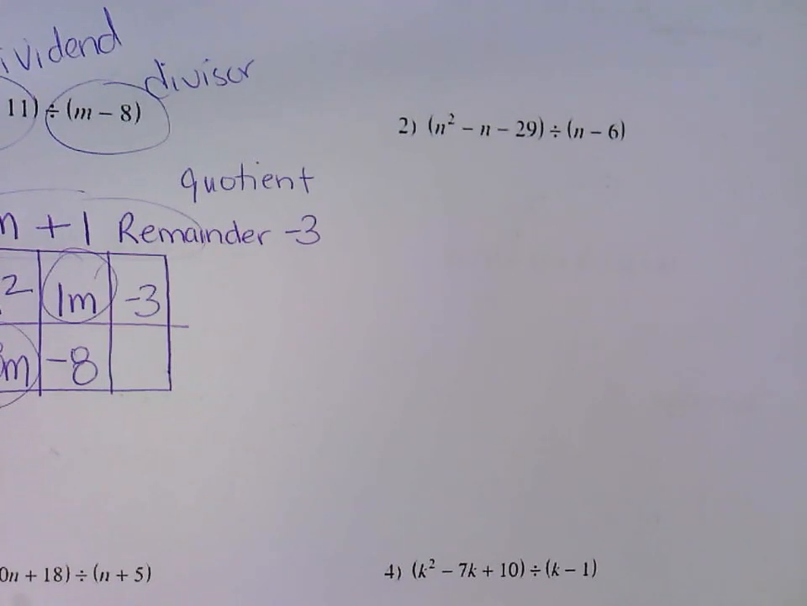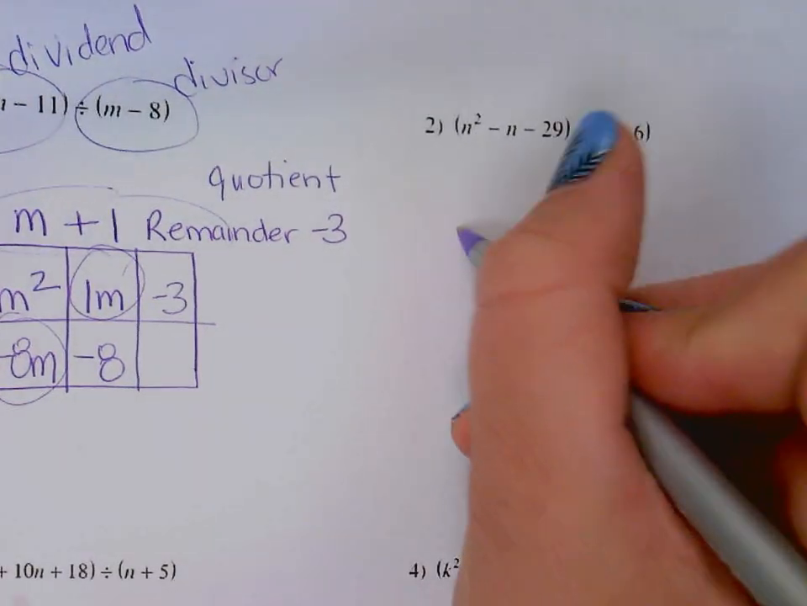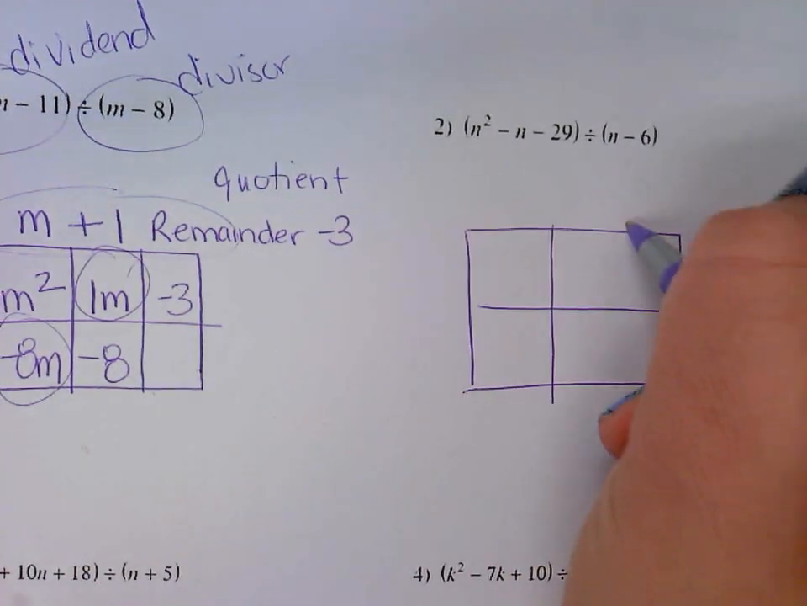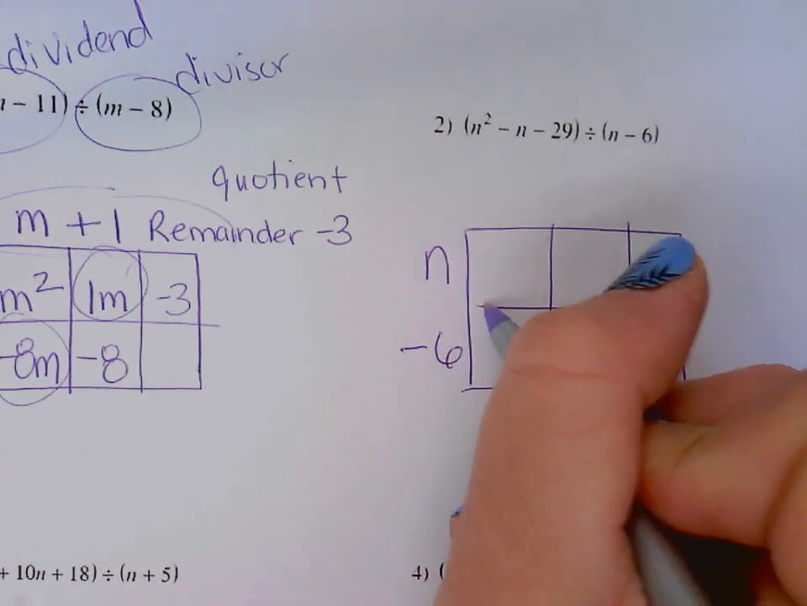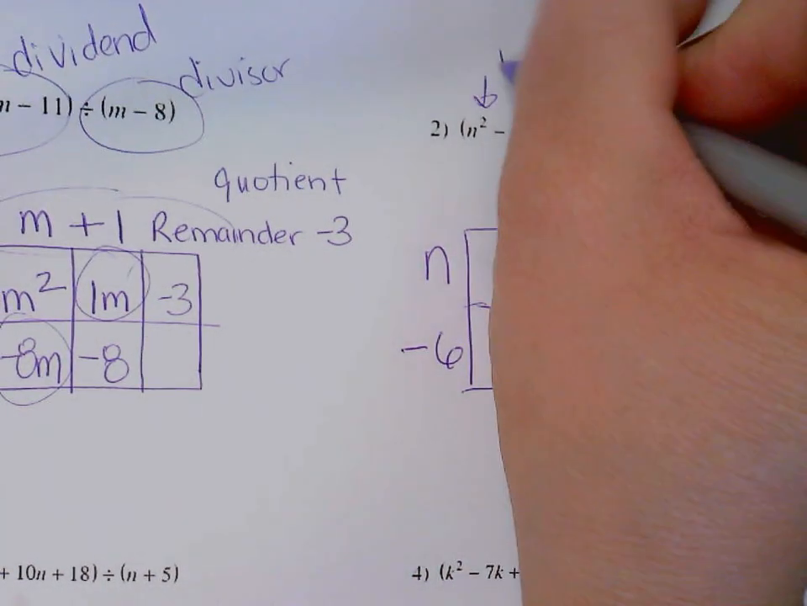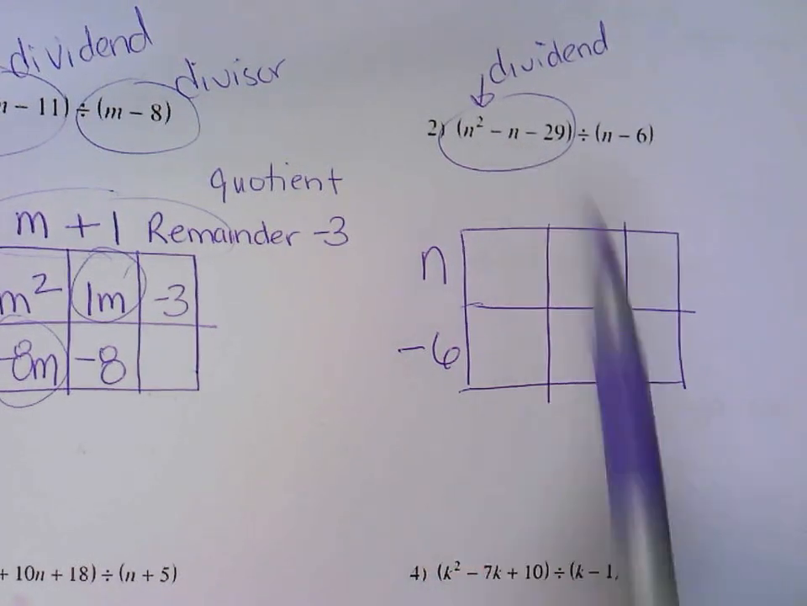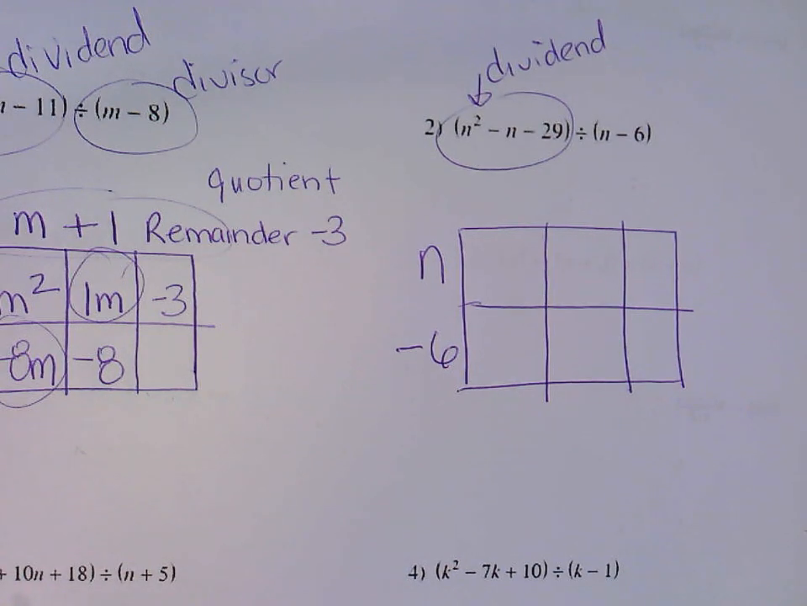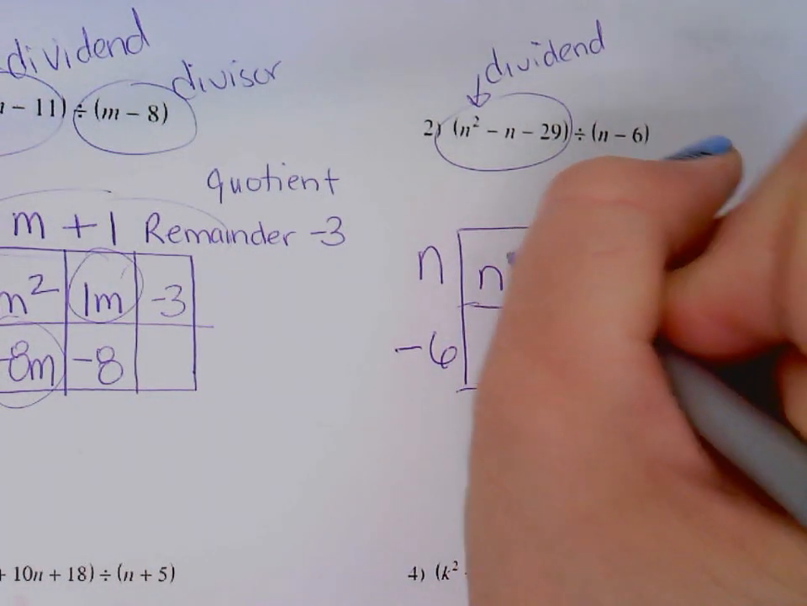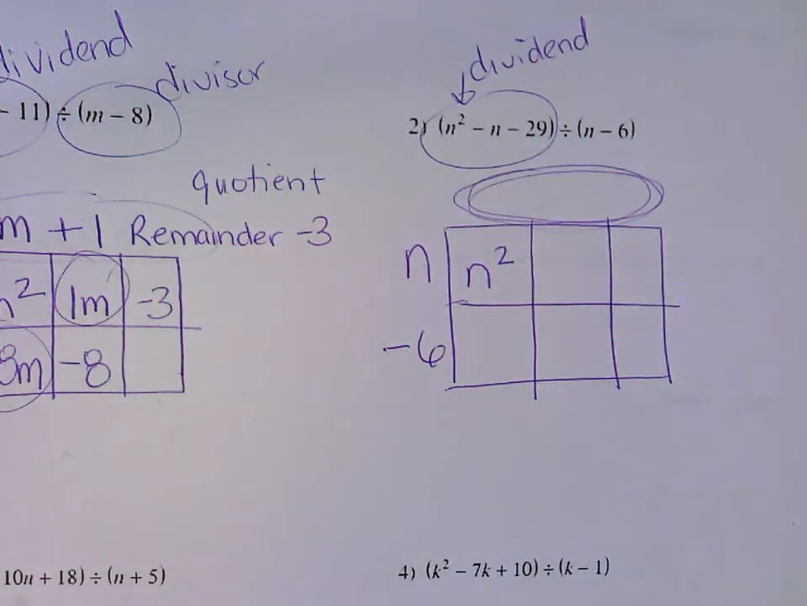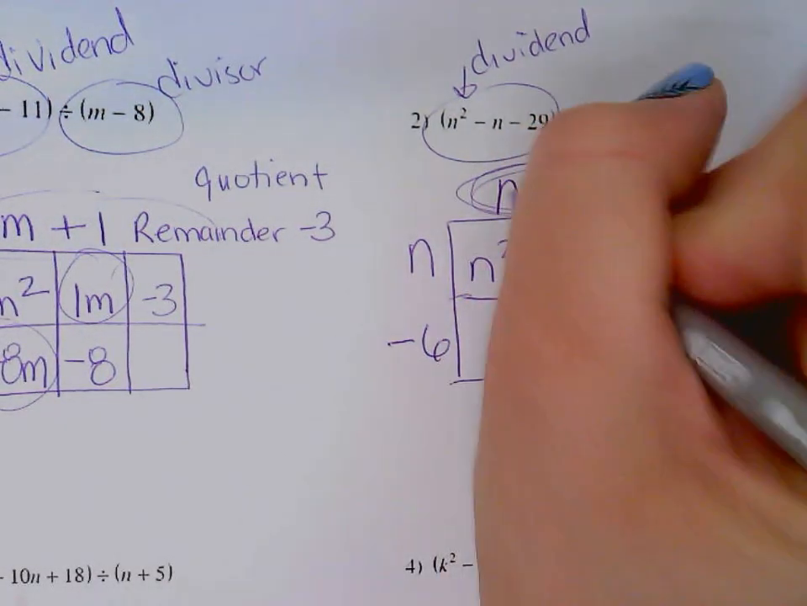So n minus 6 is your divisor. So that goes on the outside of this box, n minus 6. This is your dividend. So at the end, this has to end up inside this box. So we put n squared in the box first. Now we're going to start building our solution, our quotient, in this oval. So what goes first in the oval? N, because n times n is n squared.